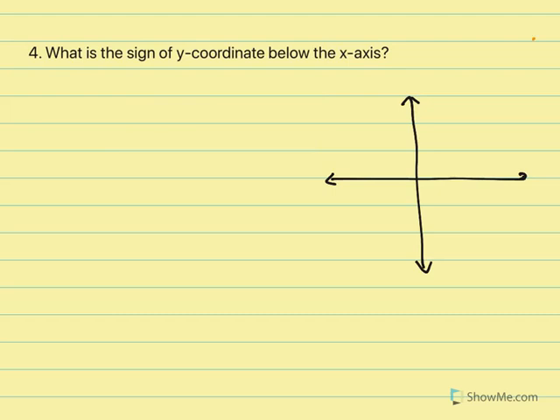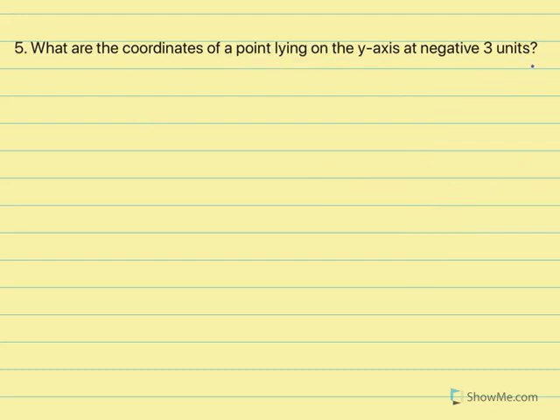What is the sign of y coordinates below the x-axis? Here above is positive, this is the y-axis, this is the x-axis, and below is negative. So what is the sign of the y coordinate below the x-axis? Negative. What are the coordinates of a point lying on the y-axis? Now the coordinate has two parts, x and y. It lies on the y-axis, that means x is 0 and y is at negative 3 units, so (0, -3). Since it lies on the y-axis, x equals 0.